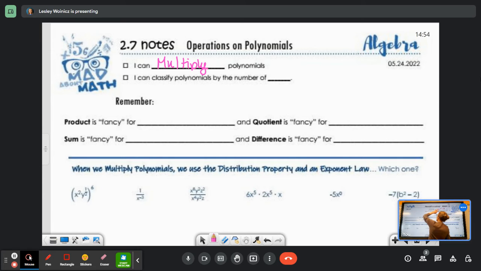Okay, and we're going to classify by the number of terms and by degree. I kind of ran out of blanks.